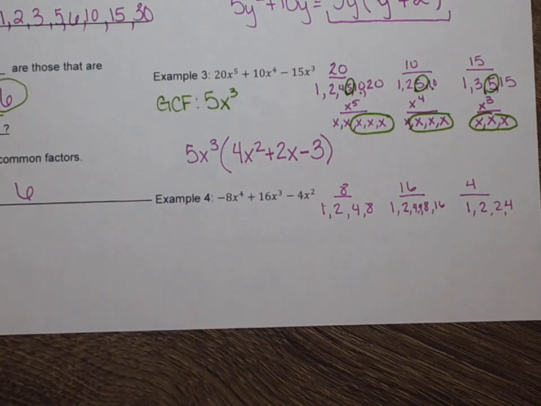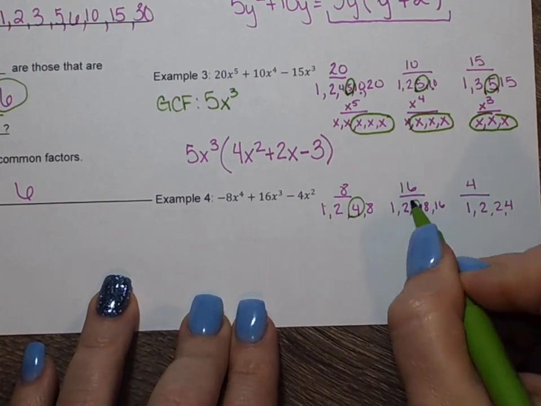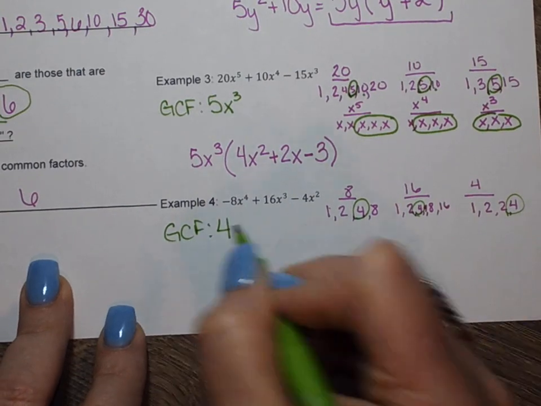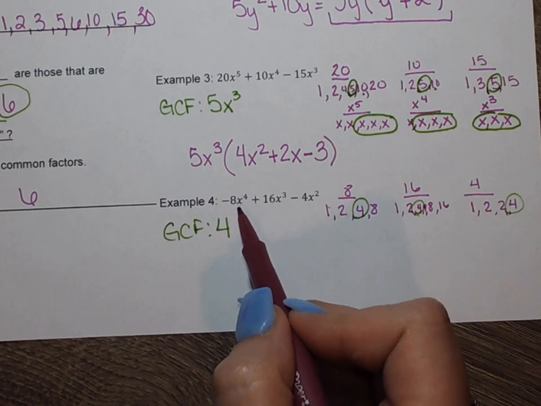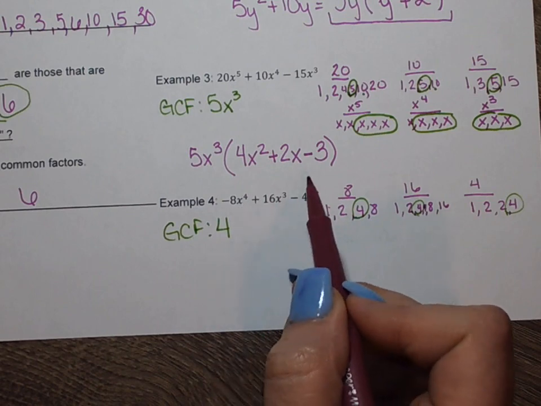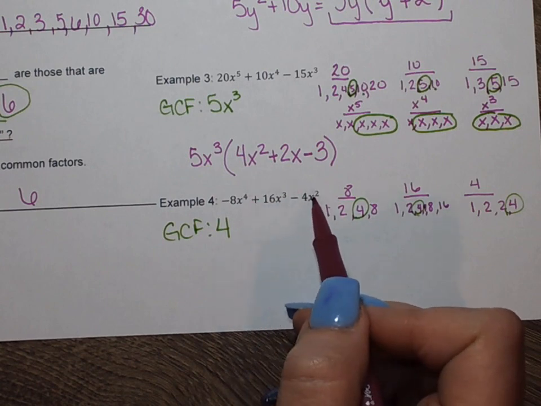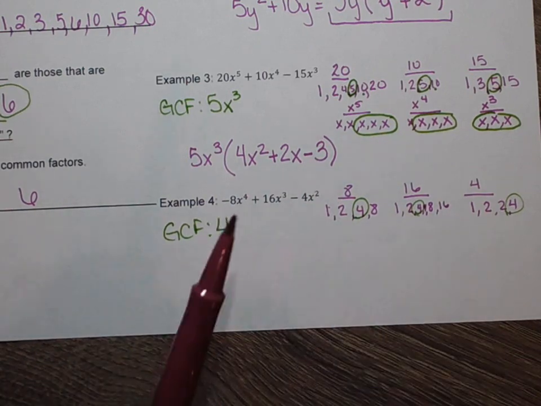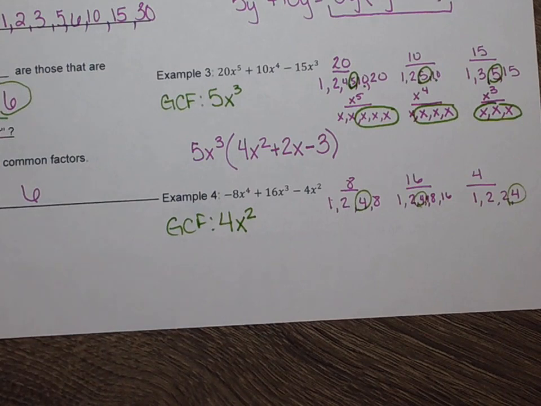Okay. So let's figure out what our GCF is. We can see right off the bat that our GCF for our coefficients is 4. And then we've got to deal with those variables. So this is 4 x's, this is 3 x's, and this is 2 x's. So they're all going to share in common at least an x squared. So let's go ahead and add that to the GCF.